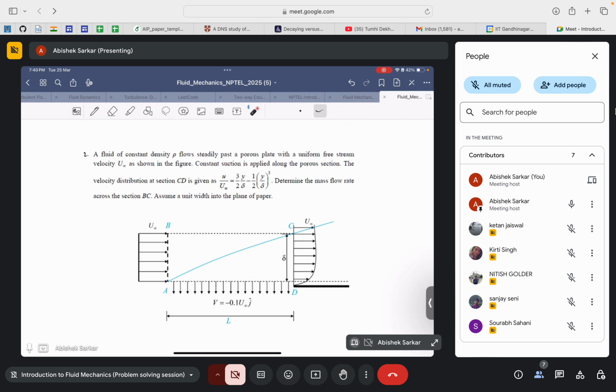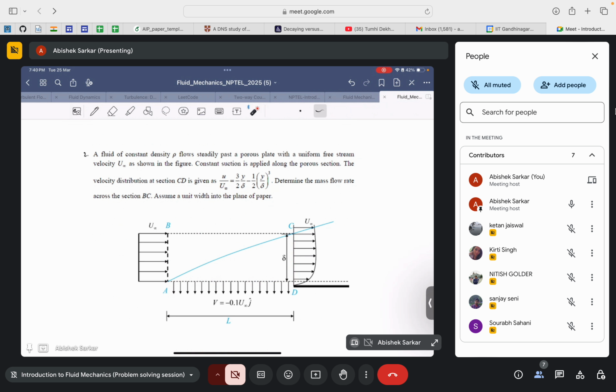The velocity distribution at the section CD is given by u by u infinity, that is, the velocity profile at this edge is given by this profile. Quite similar to the one that you already dealt with. Determine the mass flow rate across the section BC, assume unit width of paper. Again one more hint: since you only have to deal with mass flow rate, the mass conservation equation alone should suffice.